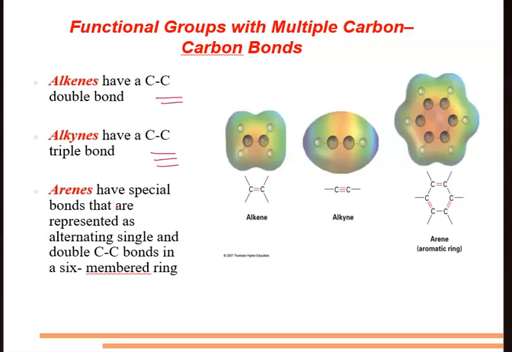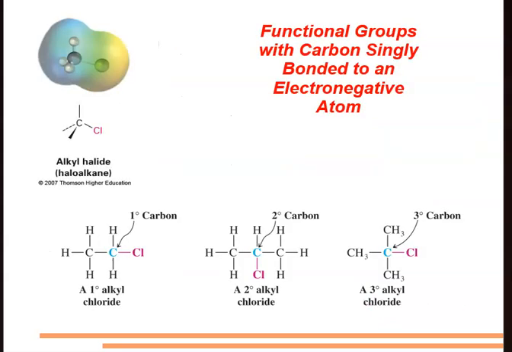And then we have arenes. They have special bonds that are represented as conjugated or alternate single and double bonds. I'll redraw the benzene ring structure here. You can see that we have double, single, then double, single, and then double. So these are a class of functional group which we call arenes.